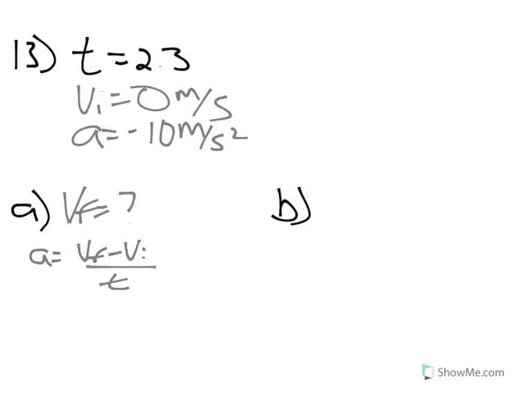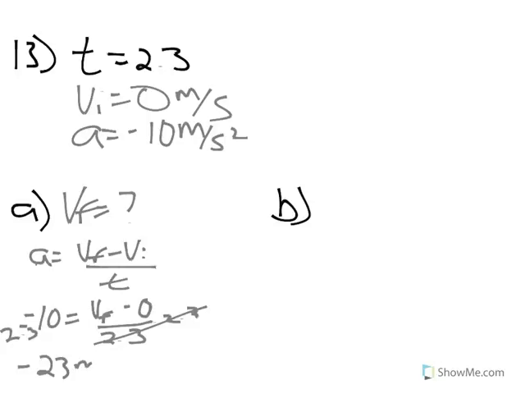Let's check real quick to make sure we know everything. Do we know A? Negative 10. Do we know VF? No, but that's what we're looking for. Do we know VI? It's 0. And then time is 2.3 seconds. So we're going to multiply both sides by 2.3. And then we get negative 23 meters per second equals VF.